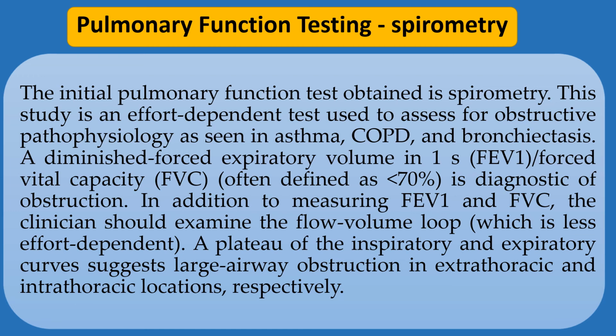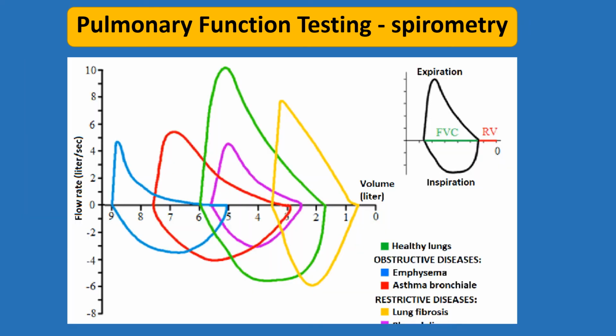In addition to measuring FEV1 and FVC, the clinician should examine the flow volume loop, which is less effort dependent. The plateau of the inspiratory and expiratory curves suggests large airway obstruction in extrathoracic and intrathoracic locations, respectively. Here you see these diagrams.